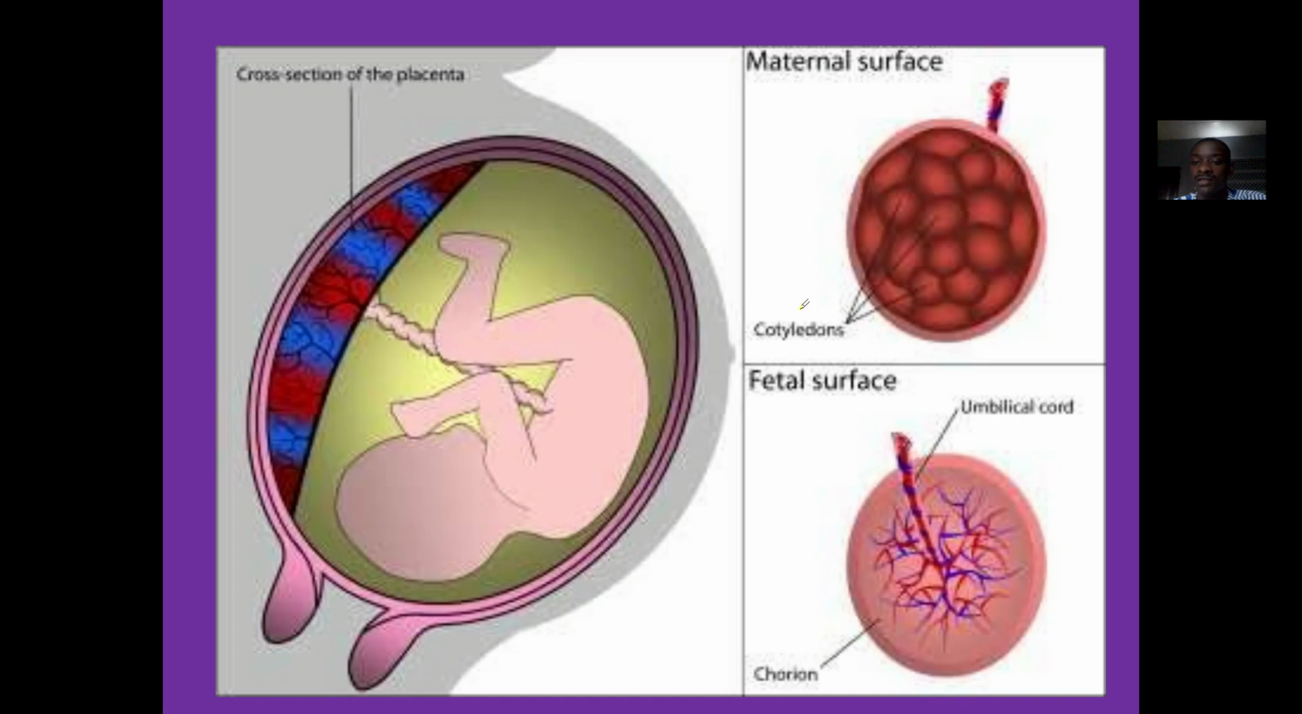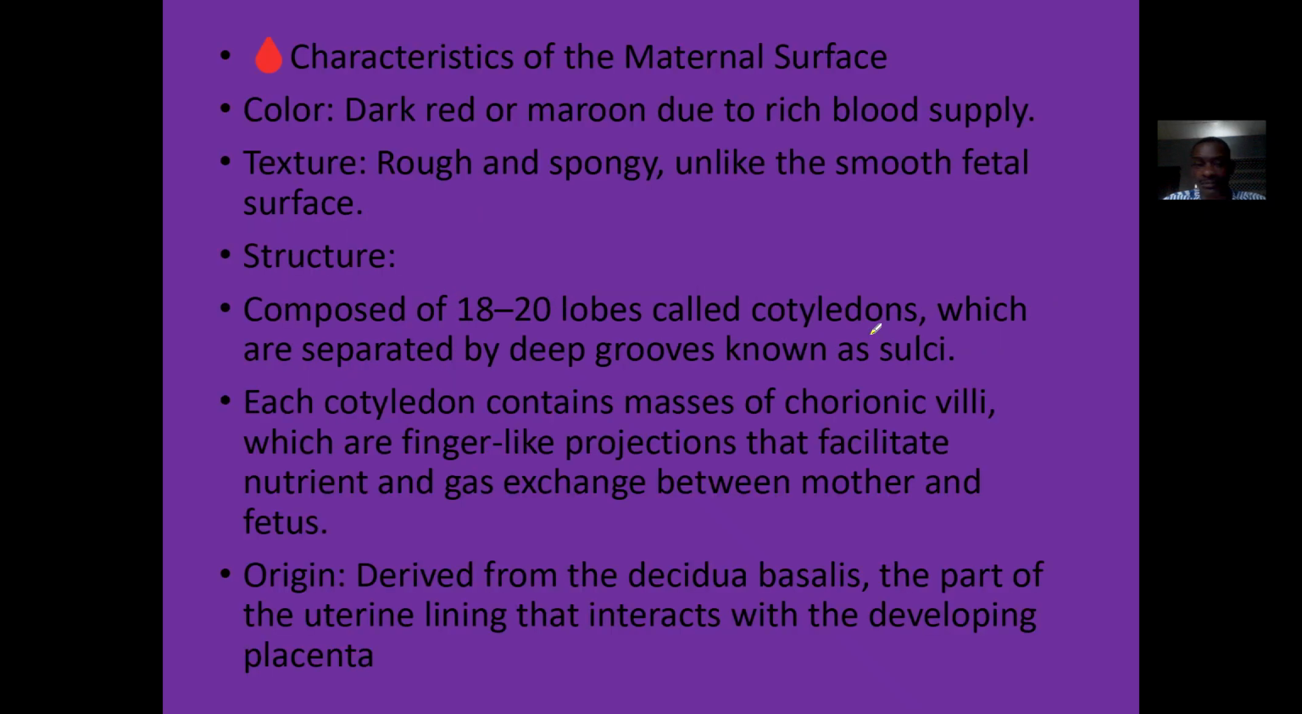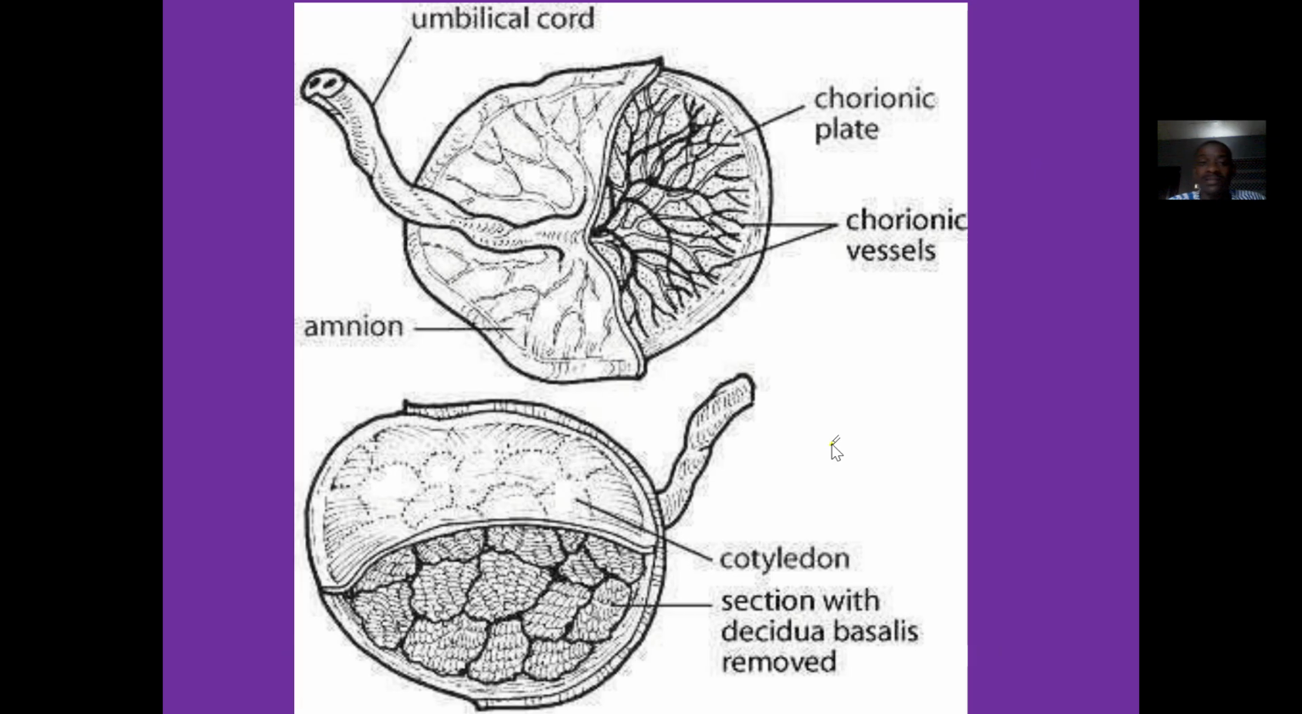Alright, so you can see cotyledons. Those grooves around the cotyledons is what we call the sulci. Each cotyledon contains masses of chorionic villi, which are finger-like projections. They increase the surface area so that nutrient and gas exchange is smooth. Okay, so origin: it is derived from decidua basalis. That's the part of the uterine lining that interacts with the developing placenta.